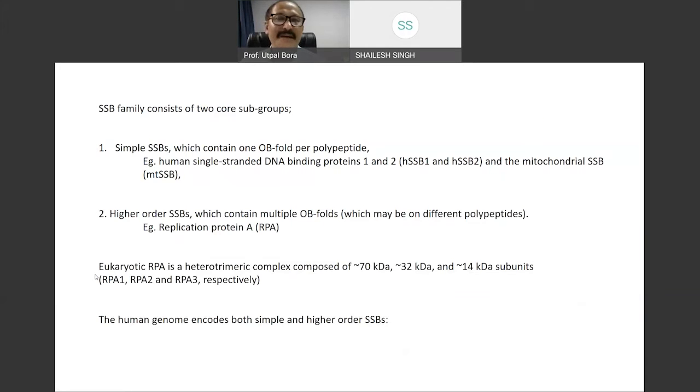Now, this single strand binding family consists of two core subgroups. Number one is the simple SSBs, which contain one OB fold per polypeptide. The other one is the higher order SSB, which contains multiple OB folds. The eukaryotic RPA, which I was just highlighting in the earlier slide, is a heterotrimeric complex composed of 3 subunits, 70 kilodalton, 30 kilodalton, and 40 kilodalton, referred to as RPA1, RPA2, and RPA3, respectively. Our genome, the human genome, encodes both these forms of simple and higher order SSBs.